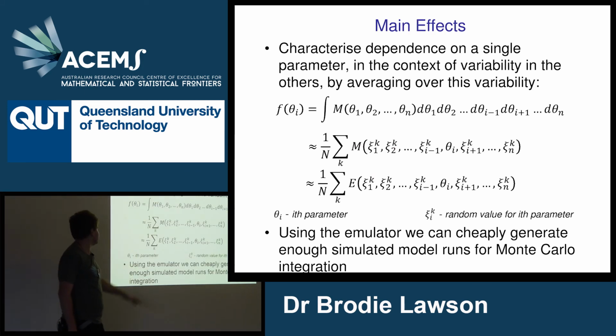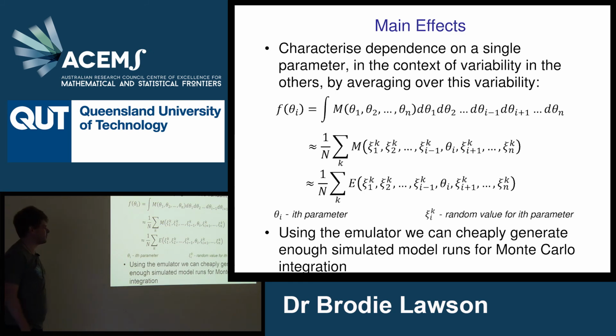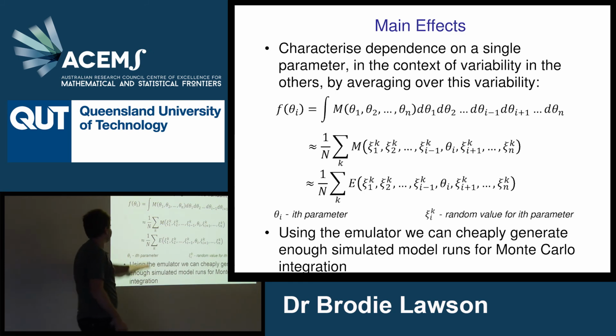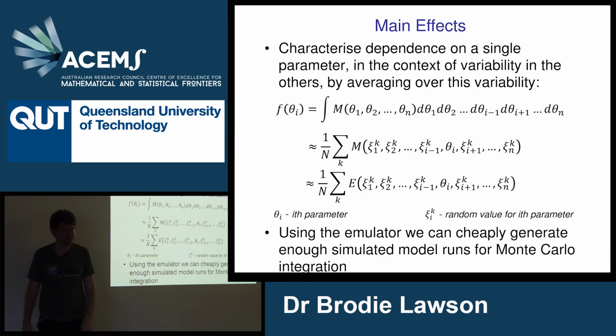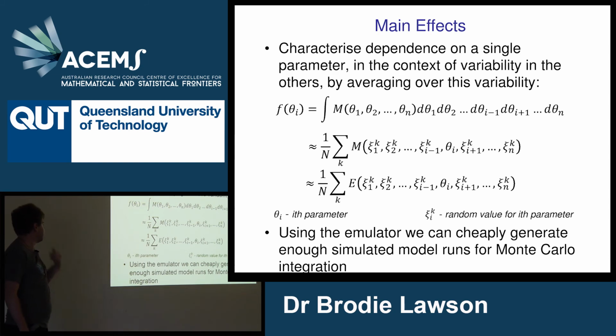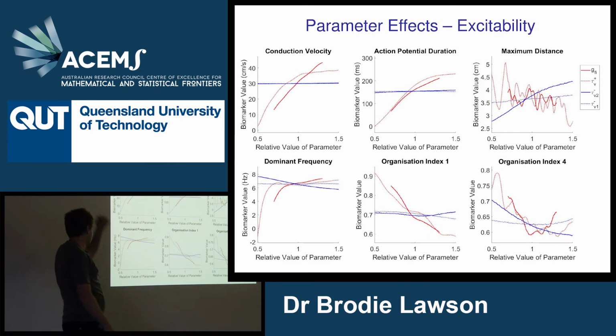The problem is to do this integral, or to do a Monte Carlo approximation of an integral, you need lots and lots of points. But we have an emulator that runs in no time at all, so we can use those approximated guesses to actually perform this numerical integration, and that gives us those main effect curves. As I vary this parameter, what is it doing to this biomarker? And that's what we see here.